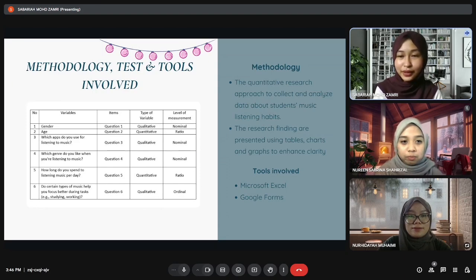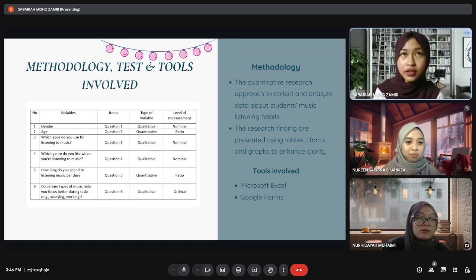Methodology, tests, and tools involved. Based on our table, we list our questions, the type of variable, and the level of measurement. So our first question is gender. We ask if they are female or male, which is qualitative and nominal. Our second question is age, which is quantitative because it's a number, and the level of measurement is ratio.